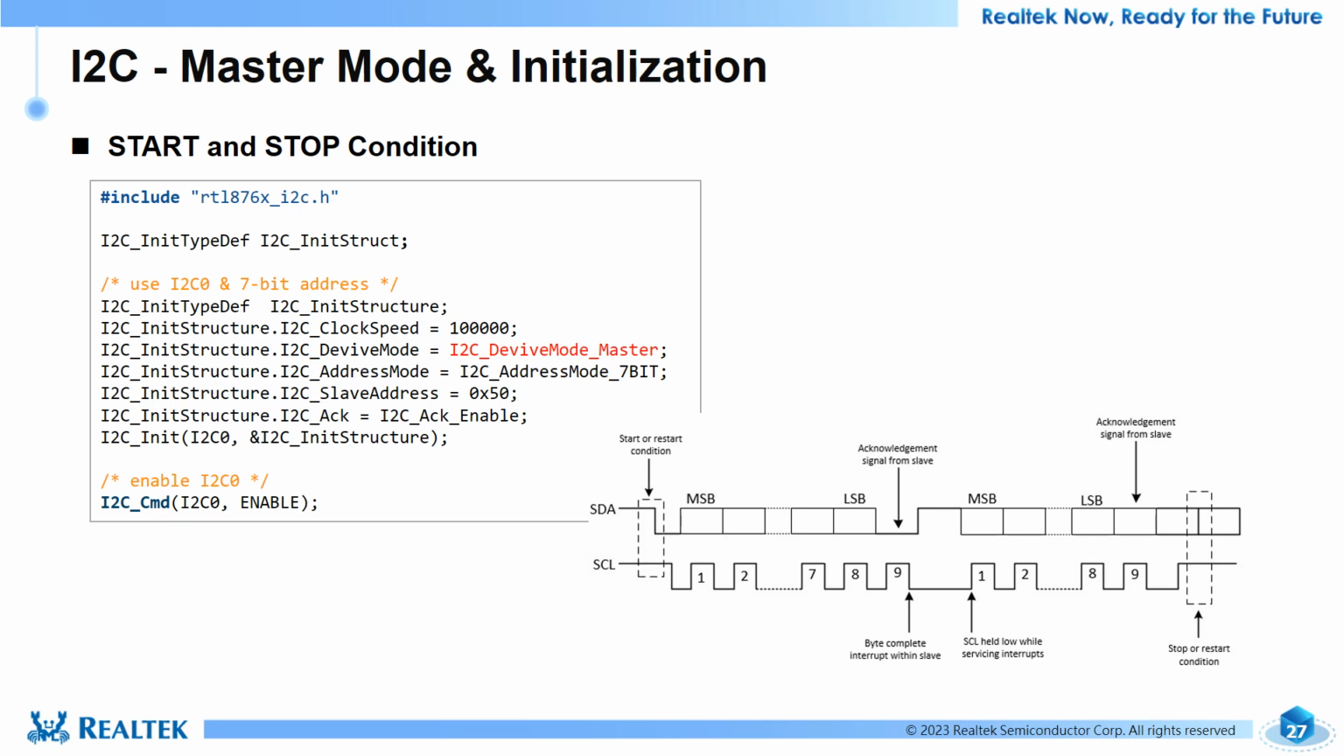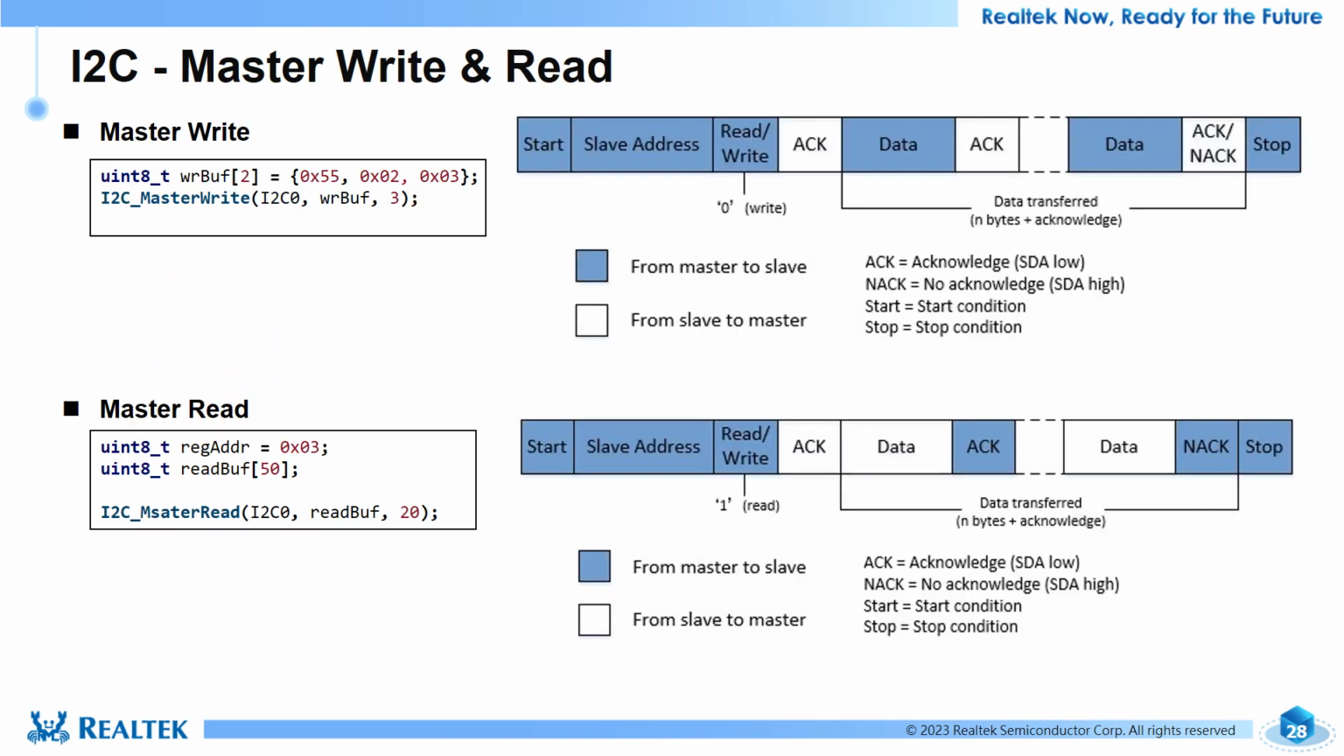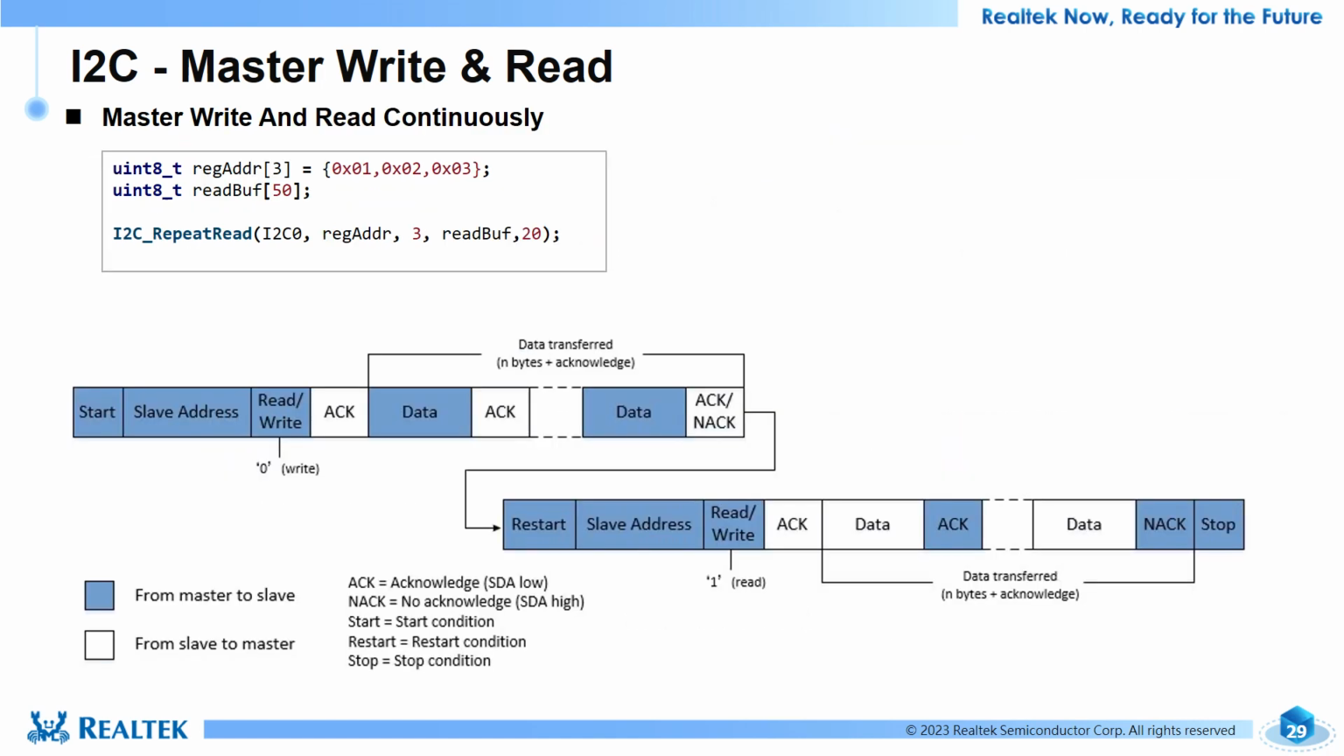Call I2C-CMD to enable I2C. Call the I2C master write API when transmitting in master mode. Call the I2C master read API when reading. The I2C repeat read API can be called to implement write before read in I2C master mode.